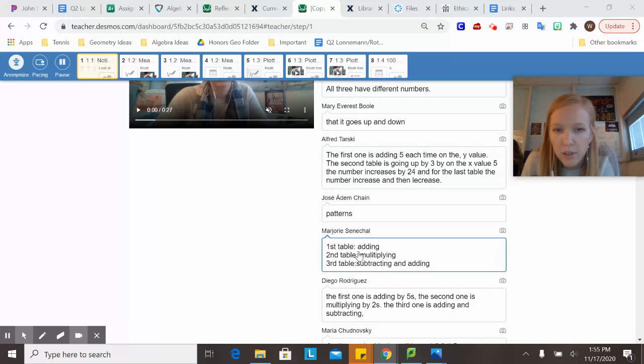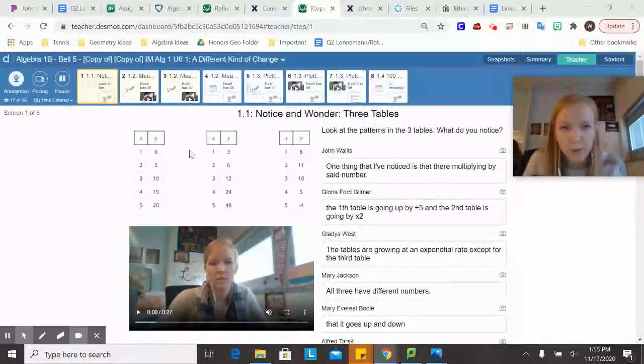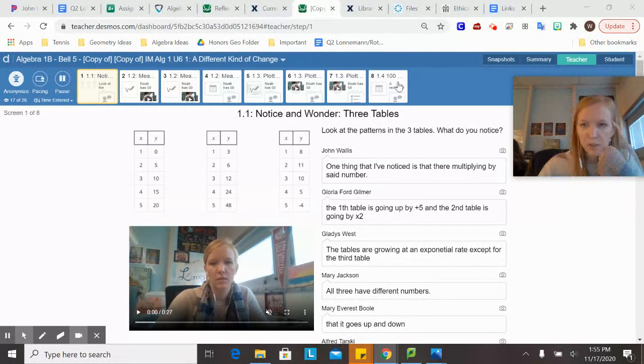Okay, so this person said in the first table you're adding, in the second table you're multiplying, and in the third table you're subtracting and adding. So if I go up and look, I see yes, my y's are increasing by +5 each time in my first table. In my second table, they are getting multiplied by 2 each time, and then they noticed in this third table that they start to increase and then they start to decrease, which is where that adding and subtracting came in. So I think those are great observations.